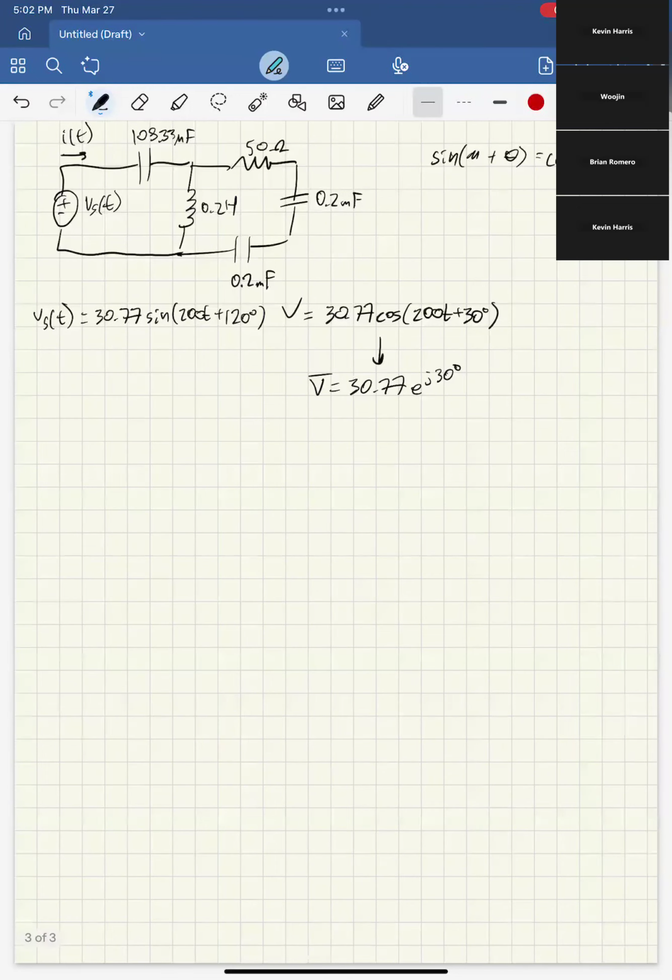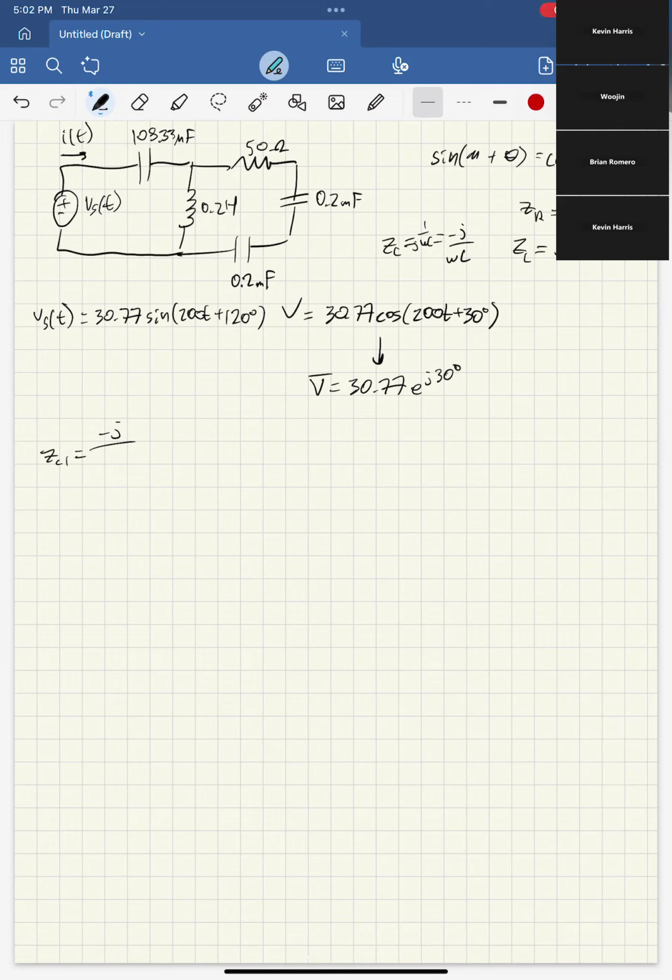For that first capacitor, I'll say ZC1 equals negative j over omega C. I'll write them up here. ZC equals 1 over j omega C, which equals negative j over omega C, and ZL equals j omega L. And I can put ZR equals R, but hopefully that one's straightforward enough.